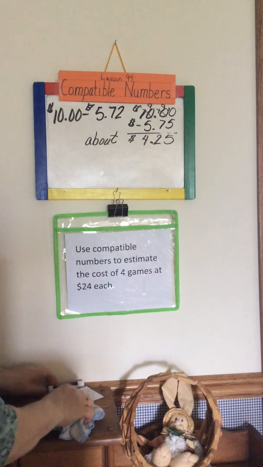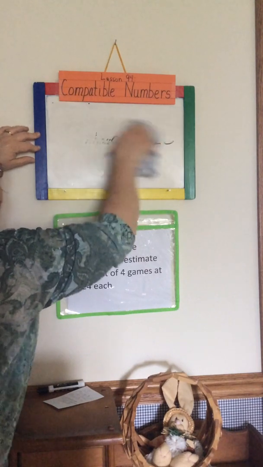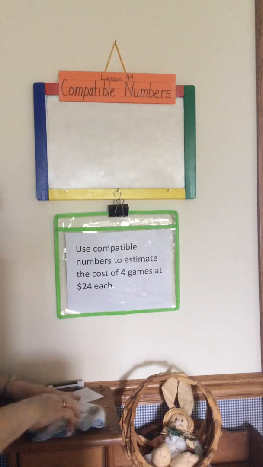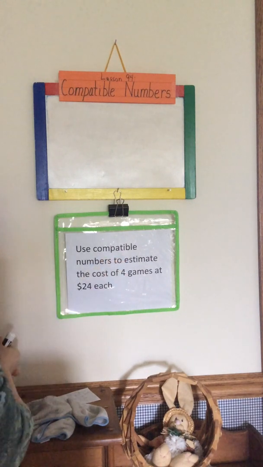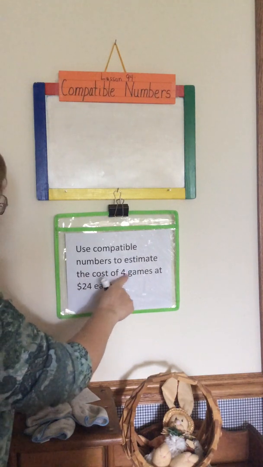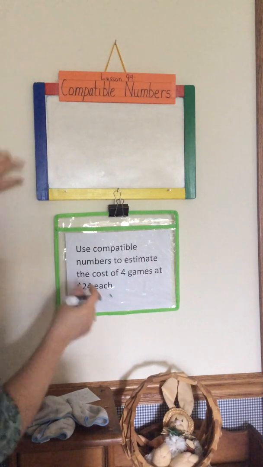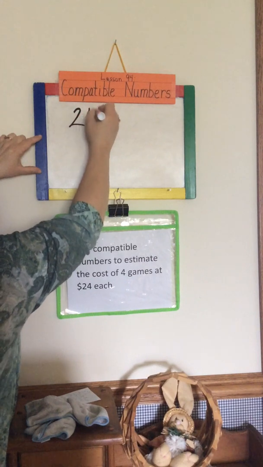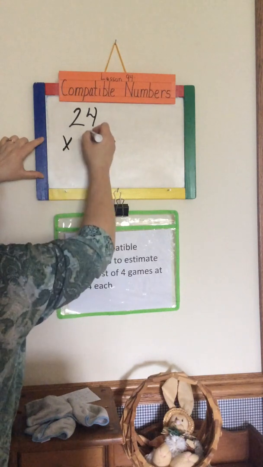And then we have one more problem, which is a word problem. And yes, word problems can lead us to all kinds of excitement. It says use compatible numbers to estimate. So it's telling us to estimate the cost of 4 games at $24 each. So how much is 4 games at $24 each? This is a multiplication. So we're going to just start out doing it up and down or vertical.